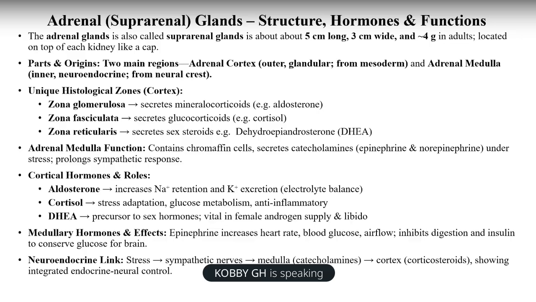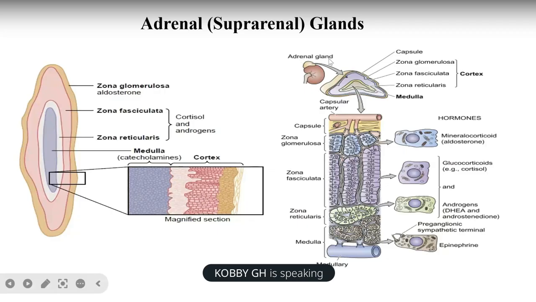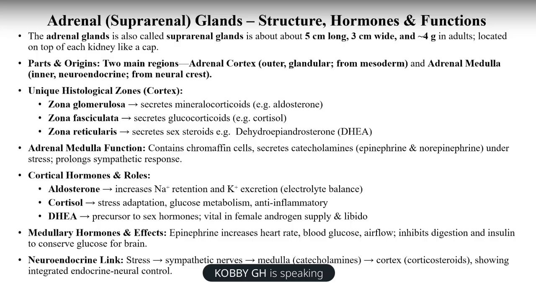Each of these kidneys has an adrenal gland on top. So there are two suprarenal glands: the right suprarenal gland on the right kidney, the left suprarenal gland on the left kidney. Each gland is about 5 centimeters long, 3 centimeters wide, and 4 grams in adults. They are located on top of each kidney like a cap, as I was showing you in the diagram.